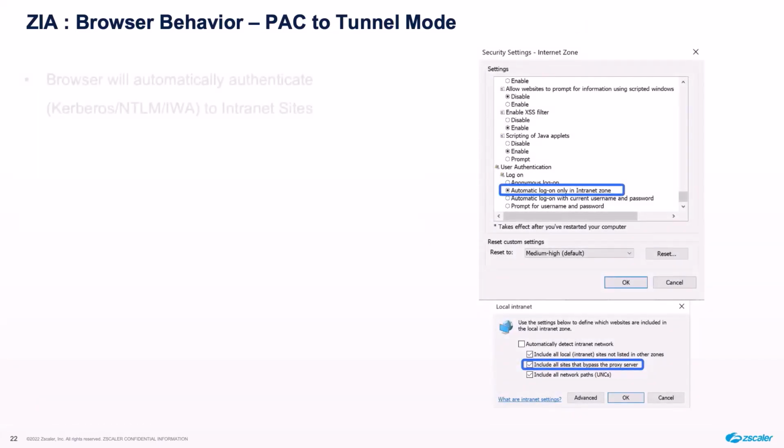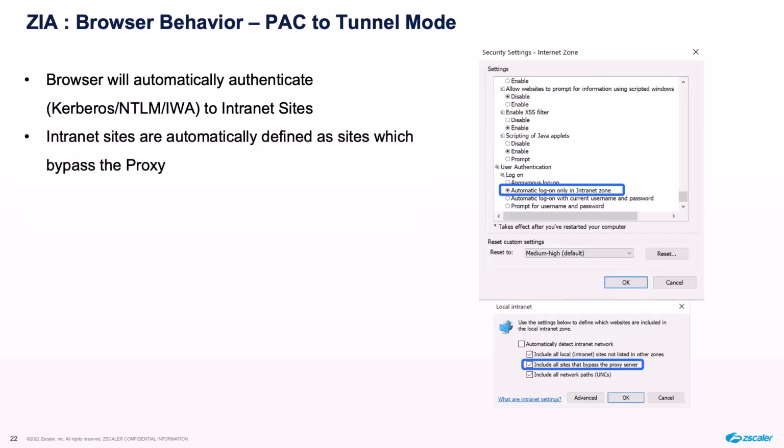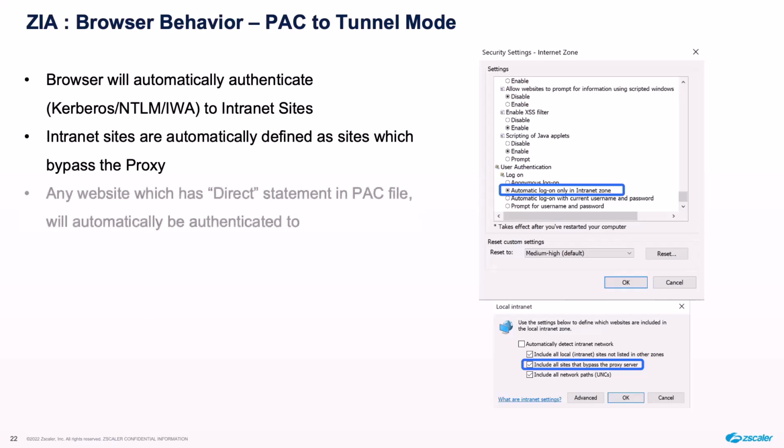The browser will automatically understand how it authenticates to intranet sites. So it'll do Kerberos, NTLM, integrated Windows authentication to websites which are automatically defined as being in the intranet zone. And the intranet zone is defined as sites which bypass the proxy. And so a site which has a direct statement in the PAC file is automatically identified as being an intranet site. And therefore, if it challenges for authentication, the user will automatically authenticate, or the browser will automatically authenticate, and the user will be signed in.